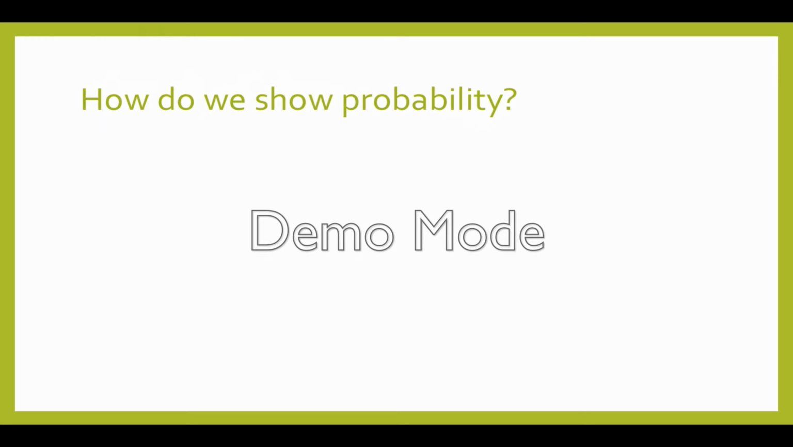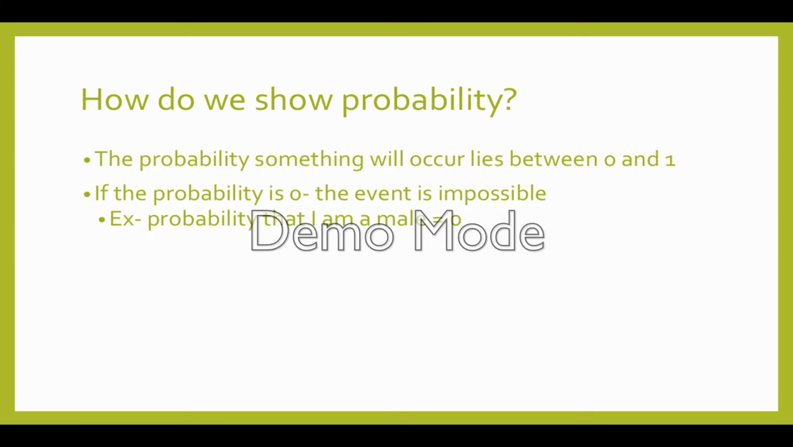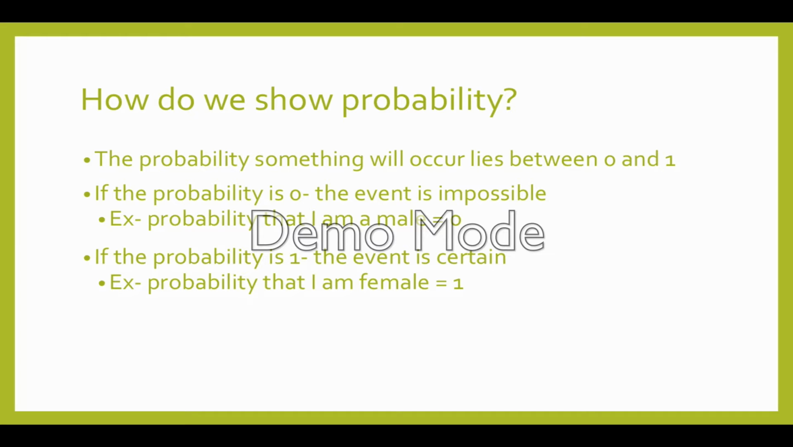Which brings us to the question, how do we show probability? The probability something will occur lies between 0 and 1. If the probability is 0, the event is impossible. So for example, the probability that I am a male is 0. It's impossible. I'm not a male. It will never happen. 0. If the probability is 1, the event is certain. So for example, the probability that I'm a female is 1.